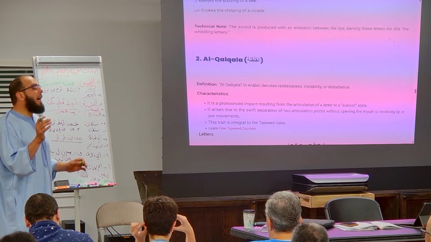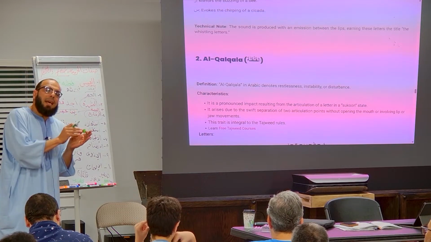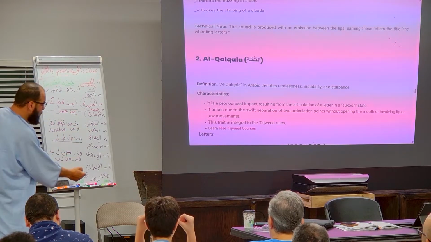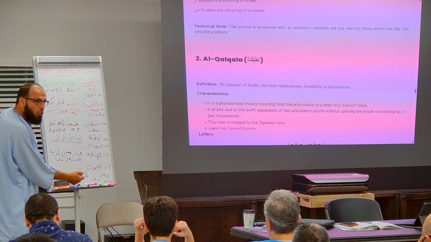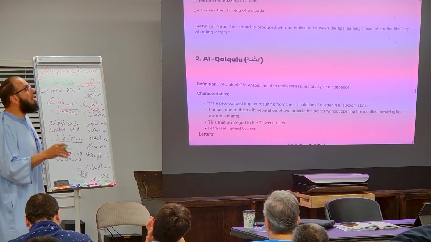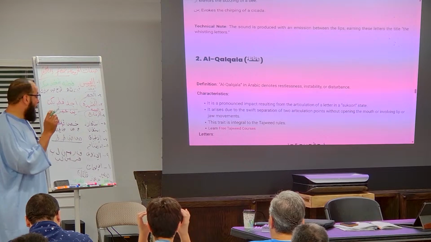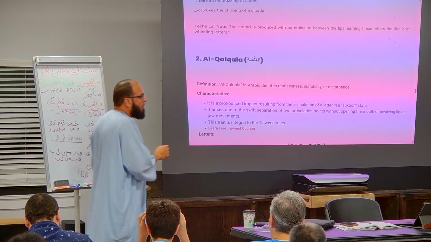أحد. قل هو الله أحد. This ending dal should be shaken. Why? Because it's one of the 5 letters قطب جد with sukoon. أحد, not أحد. If somebody said قل هو الله أحد, you're hiding the letter. You should be shaking it. All right. القلقلة. Then what's after القلقلة?